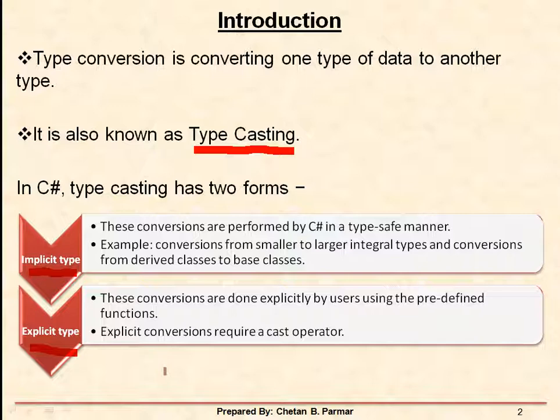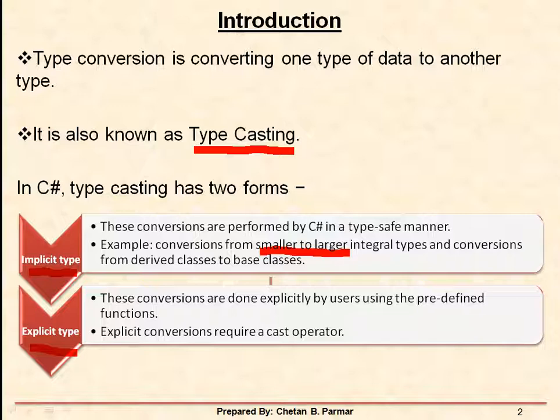Implicit means that it will be done automatically by the system or a program, and explicit means that the user has to give their own code for it. Okay. So, implicit type of conversion. These conversions are performed by C# in a type-safe manner. For example, conversion from smaller to larger integral types and conversion from derived classes to a base class. This is an example of implicit conversion.